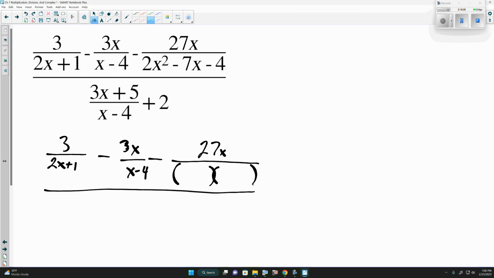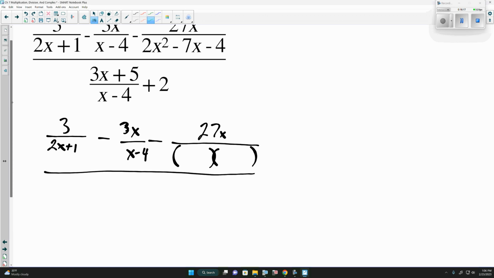Now, 2x squared minus 7x minus 4 does not have a greatest common factor. There's not something that goes into all three terms. But we can do our two sets of parentheses with three spaces. Since the 4 is negative, our signs are opposite, plus and minus. Now we need the factors of 2x squared. So 2x and x, and the 2 would be with the plus or with the minus?